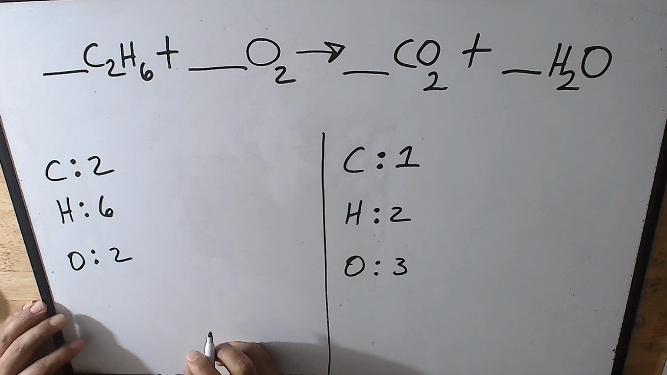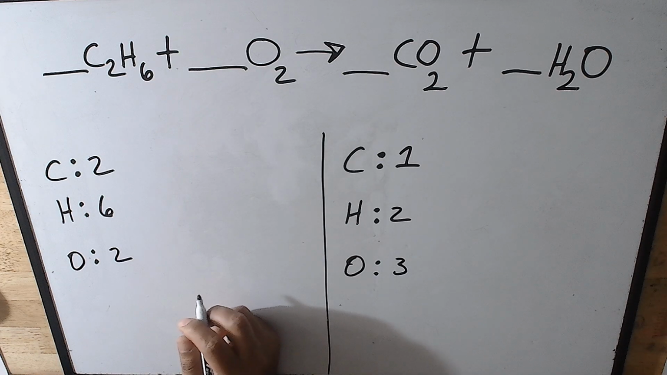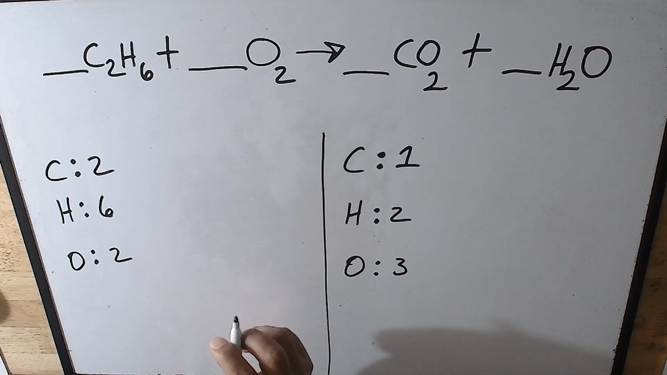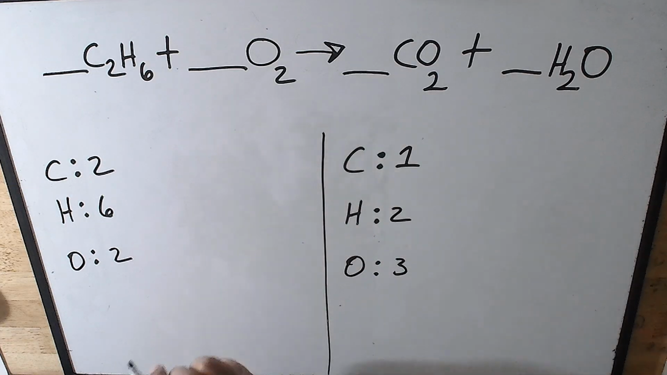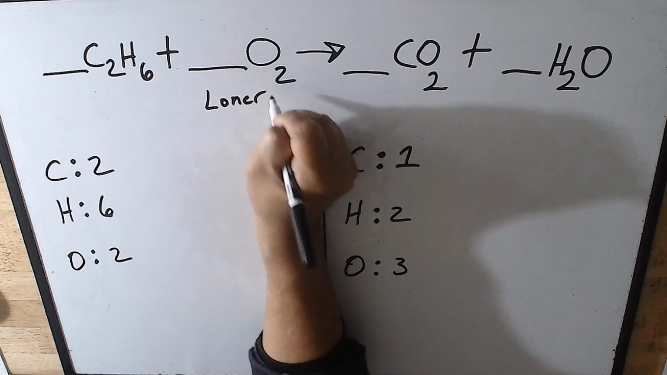Now, at this point, we need to identify the loner, also known as the pure element, which is not part of a compound. So the only one that is not part of a compound would be oxygen. So I'm going to write it in here.